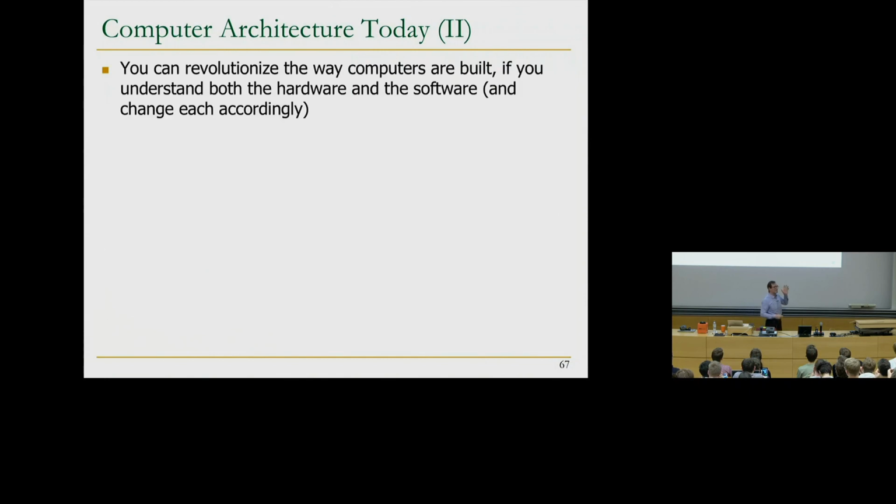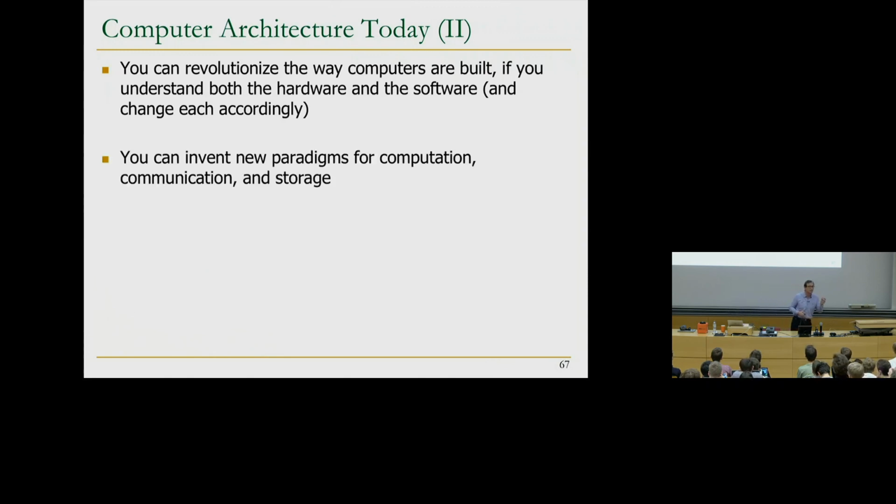So hopefully one of the takeaways from this course, maybe you will not realize it at the end of the semester, but hopefully you'll realize at some point in your lives, is that you can actually revolutionize the way computers are built if you understand both the hardware and the software. Because it's not just hardware, it's not just software. It's really hardware, software, and system co-design today. And if you can change each accordingly, you can get to a much better place. Basically, you can invent new paradigms for computation, communication, and storage. We will see some of them, but we will mostly cover the basics this time.